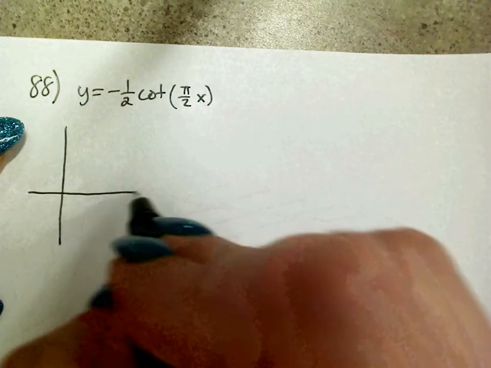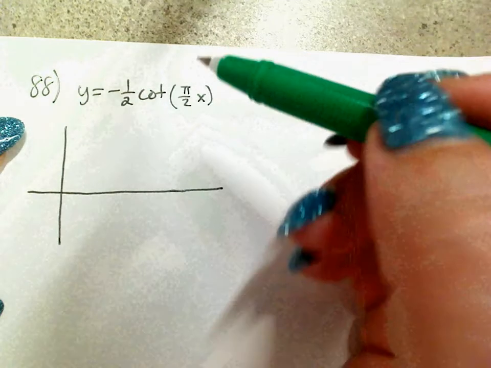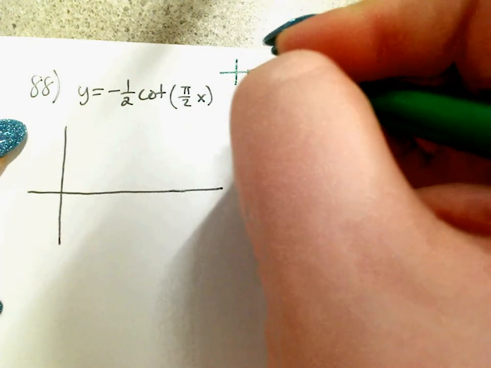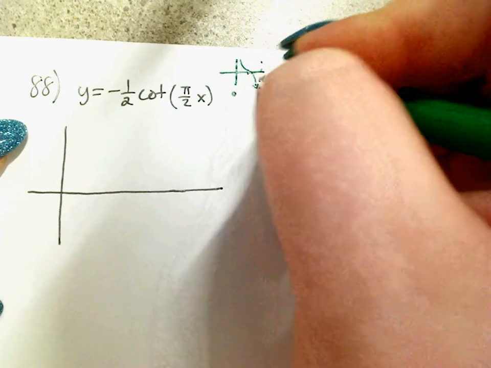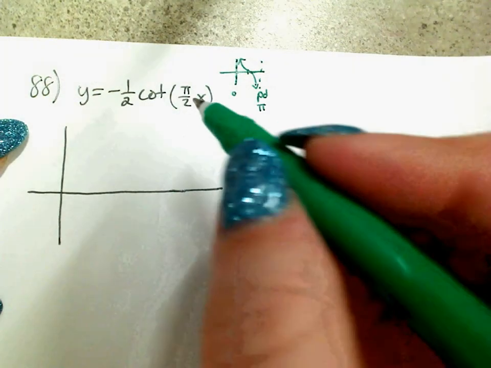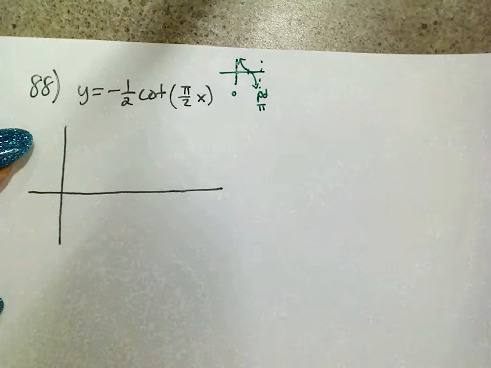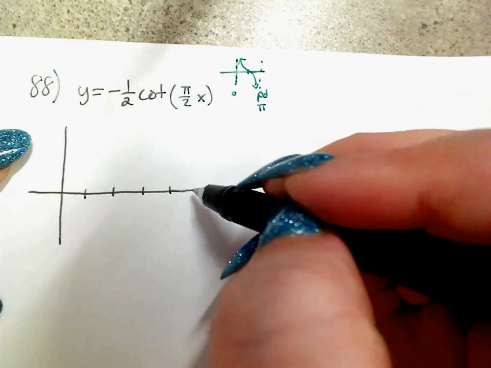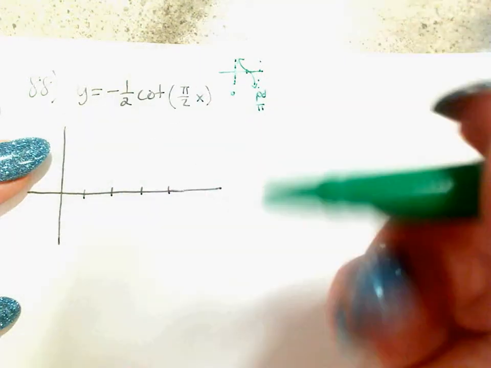So just as a reminder, we're supposed to graph 2 periods. I could go left and right, but I'm just going to do this. Cotangent normally has a vertical asymptote at 0 and at the period, which is normally pi, and it looks like this. In this case, we have a flip, and we don't have a phase shift, so I can go ahead and lay out my vertical asymptotes.